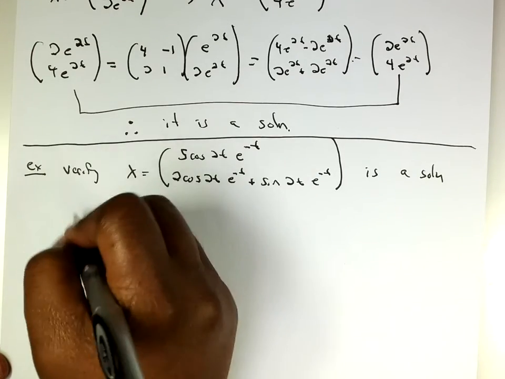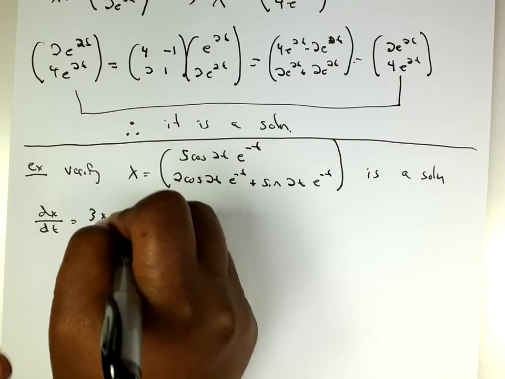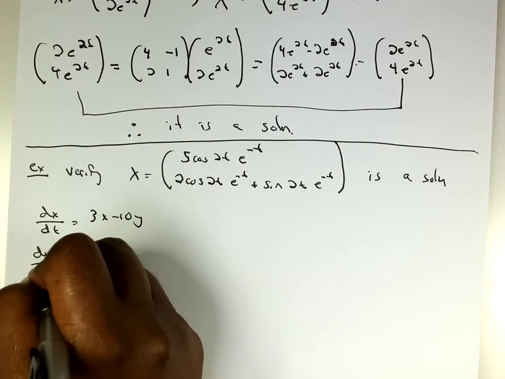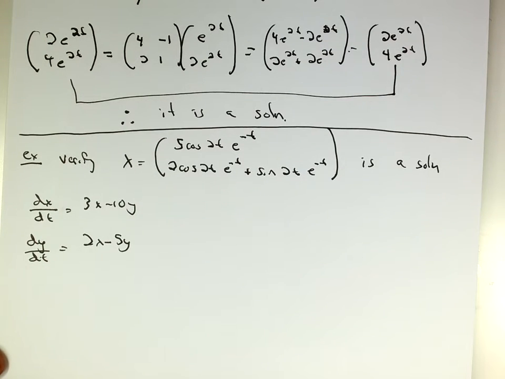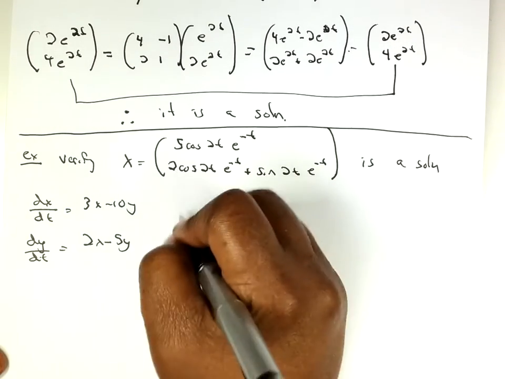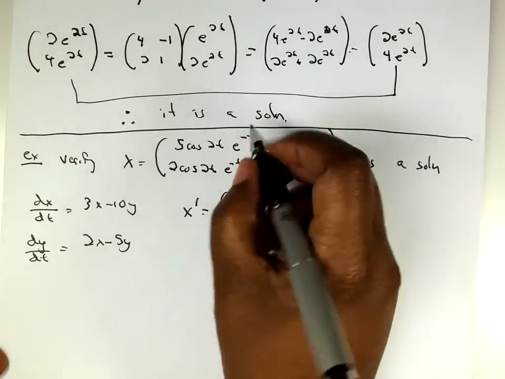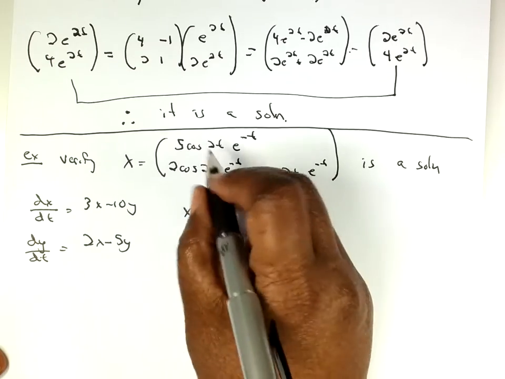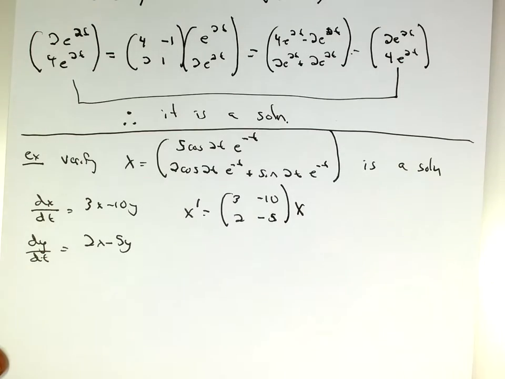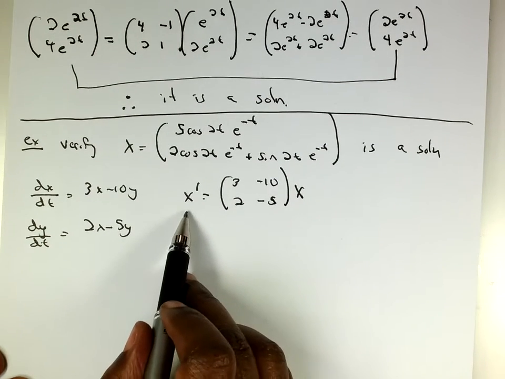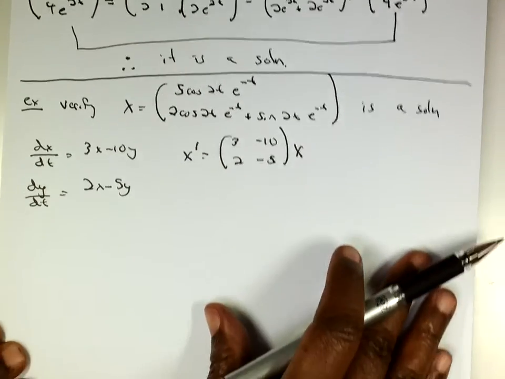Alright, and then we have dx dt equals 3x minus 10y, and dy dt is equal to 2x minus 5y. So we need to write that as a matrix. And I end up with x prime is equal to those coefficients, 3, negative 10, and 2, negative 5, times x. So I want to go and start plugging stuff in, but this is going to be kind of messy when I find x prime, so I'm going to do that first.